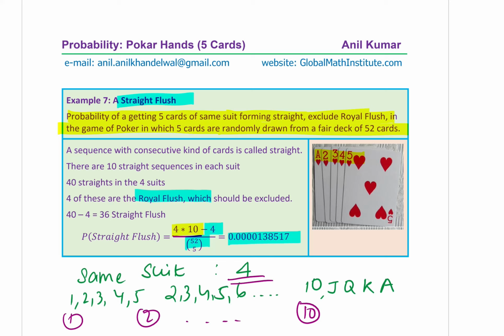So basically you understand how we get a straight. In a particular suit, you can always get 10 straights. Do you see that? Since we have four suits, we get 40 straights. Out of these 40, four are the royal straights and we remove them. So we got 36 of them. So in this case, we have 36 divided by 52 choose 5 to get the probability. I hope that is absolutely clear.